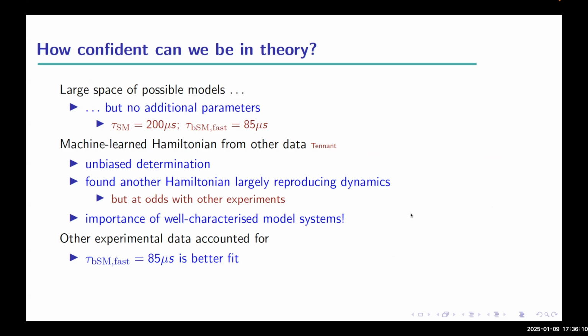I'll say a word about this later, further down, but basically we still have only one global parameter for all the curves. The other thing is that we actually use the machine learned Hamiltonian from other data. This is one of the things that Alan put into this project. So in other words, we didn't have any bias from the Hamiltonian towards our explanation. We just took the Hamiltonian, said this is fixed, and then we're going to work with it. We in fact did try quite a lot to play around with other Hamiltonians, and we did find one which reproduced the dynamics more or less, but it was clearly at odds with other experiments.